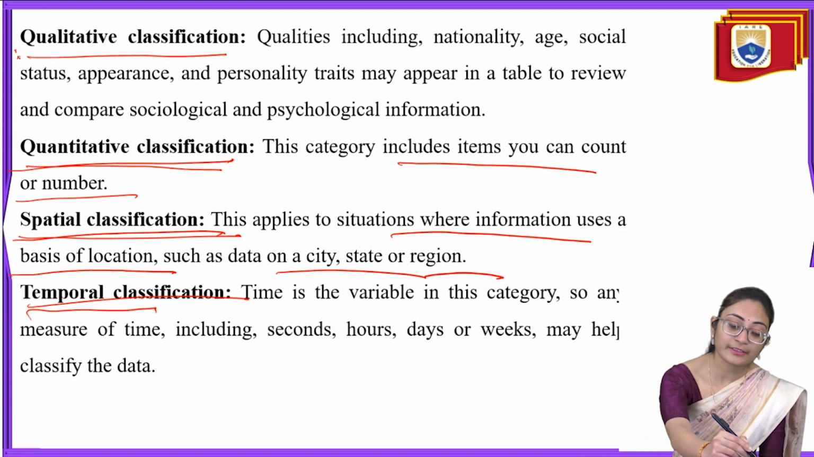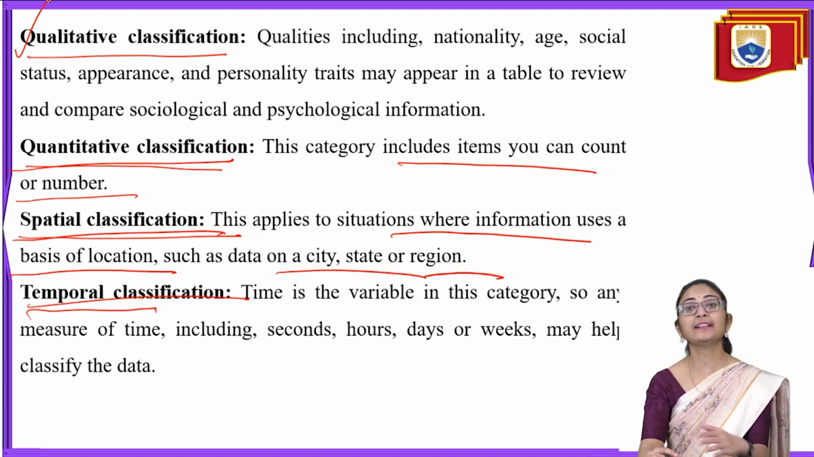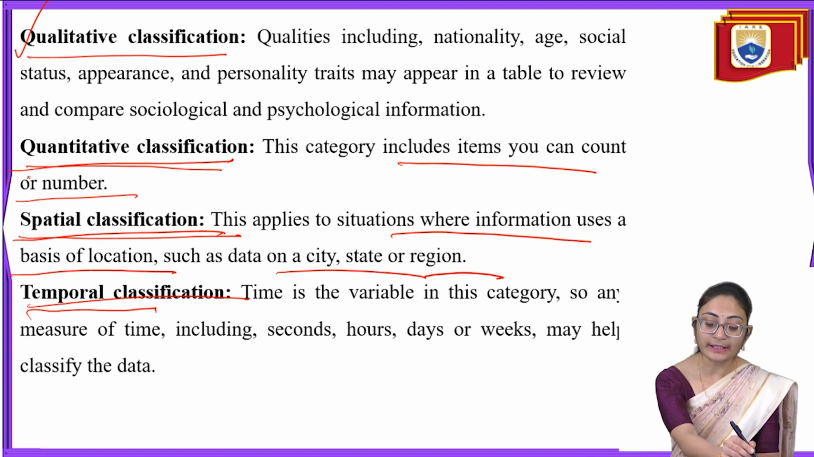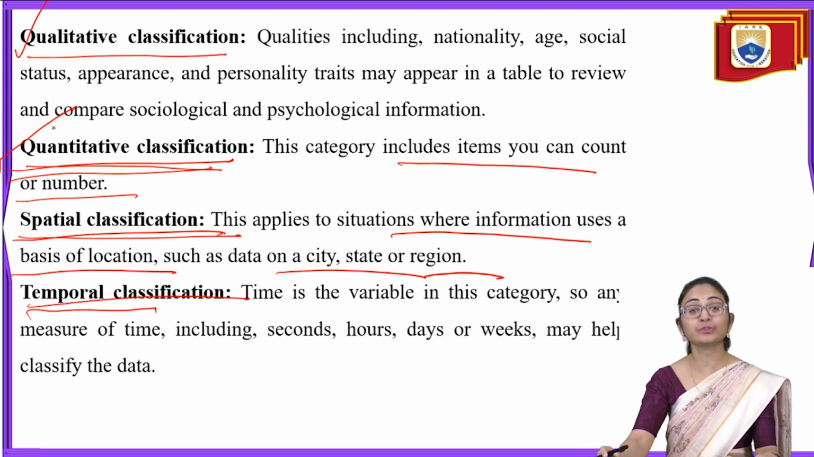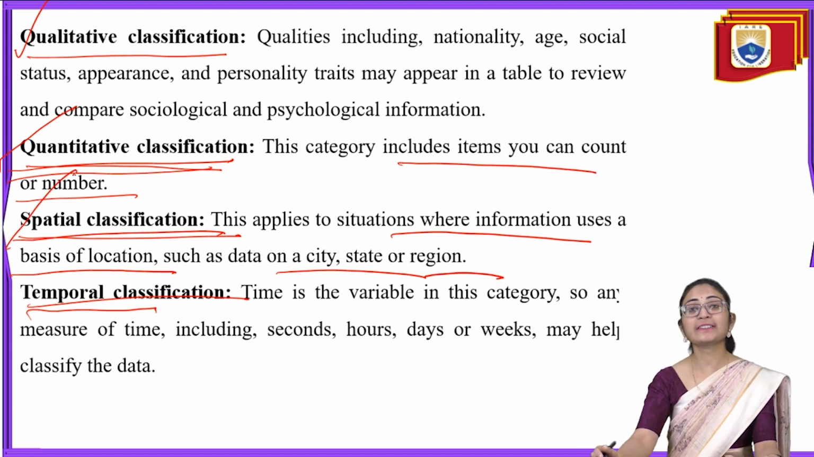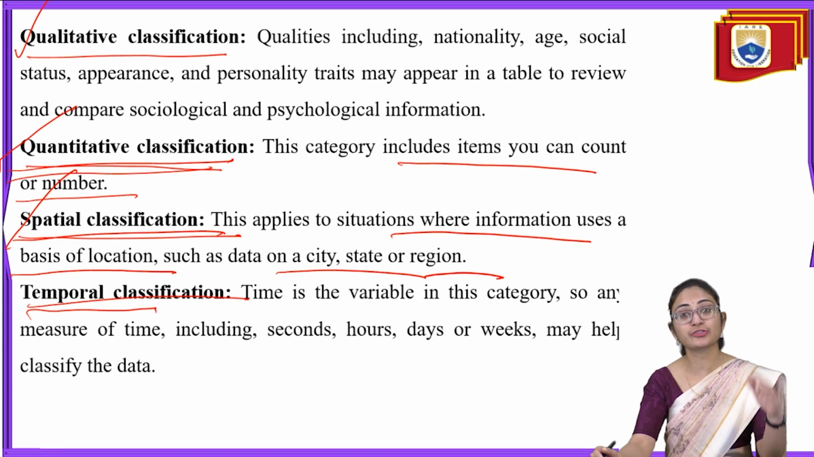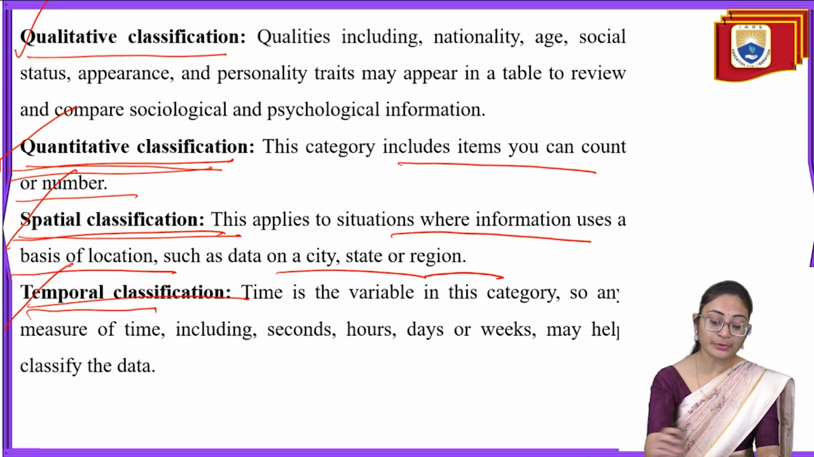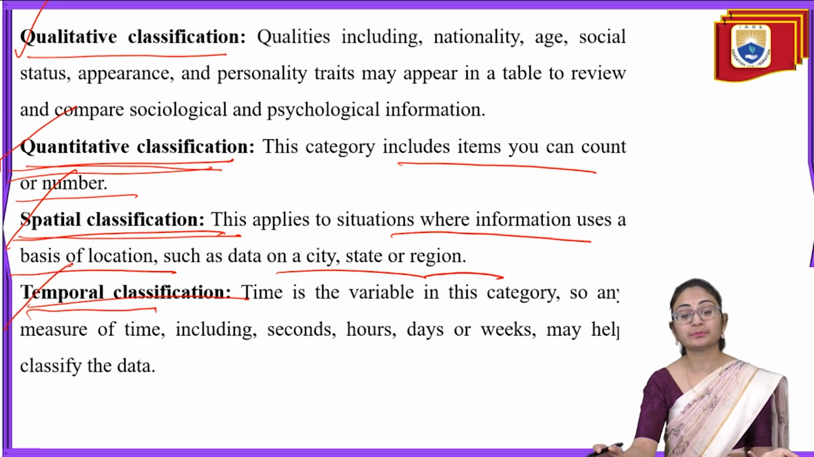That means qualitative classification will include the qualities, quantitative classification will include the count or number, then spatial classification will include the situation, and temporal classification will include the time.